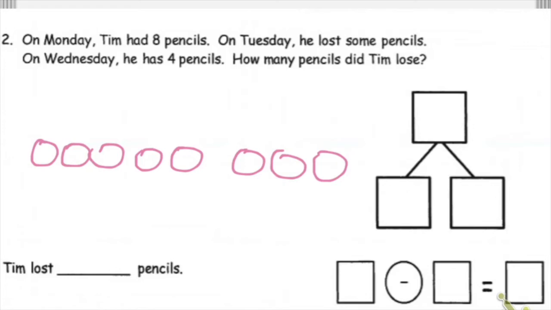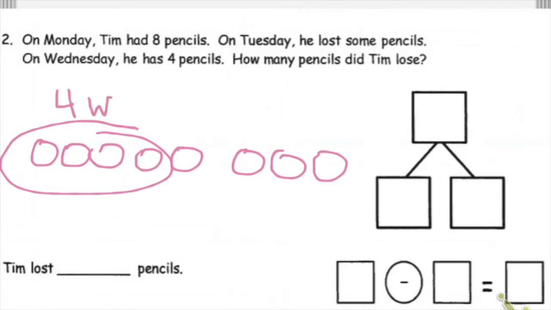It says on Wednesday, he has 4 pencils though. So we know that on Monday he had 8. He lost some on Tuesday, but then on Wednesday he now has 4 pencils. So that means we're going to circle 4 pencils, or 4 of these circles that represent our pencils. And I'm going to put a 4 on top to label it with a number, and I'm also going to put a W for Wednesday. So now we have to figure out how many pencils did Tim lose. Well, this right here is going to be our mystery. This is going to be how many he lost.